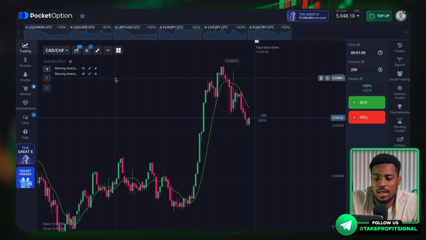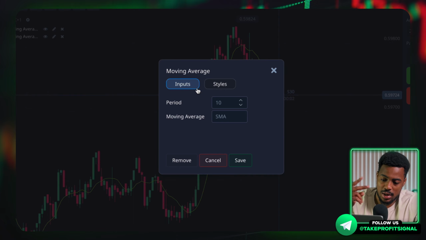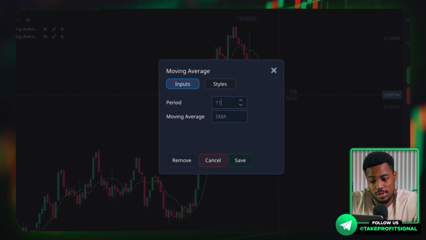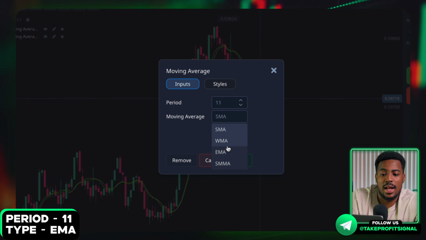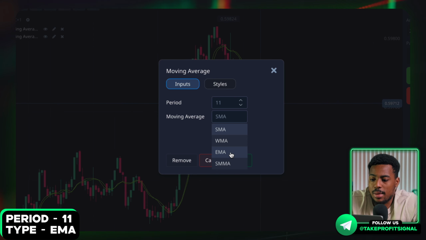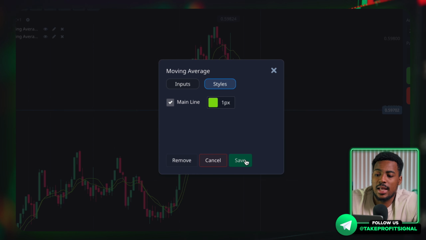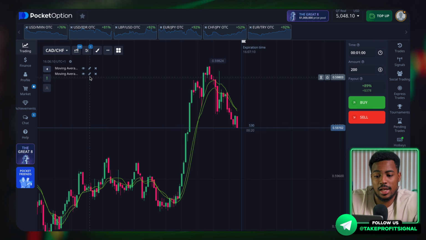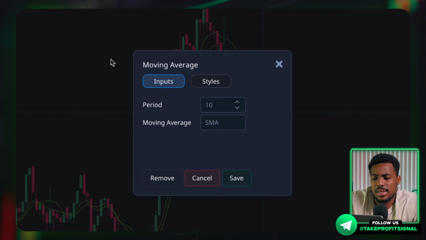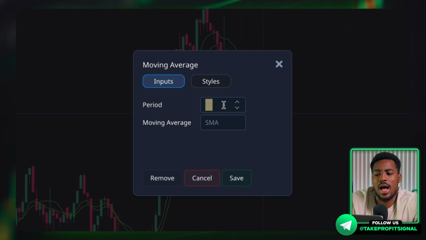Now we definitely need to customize these 2 indicators. We go to the first indicator, set the period to 11, and the type of indicator must be set to EMA. In the styles, we cannot change anything. Click Save. The setting of the second indicator looks as follows.